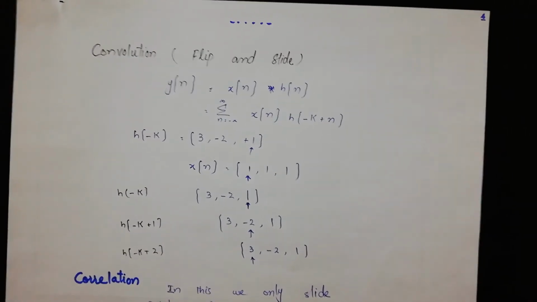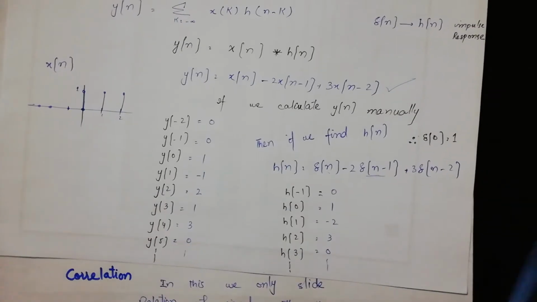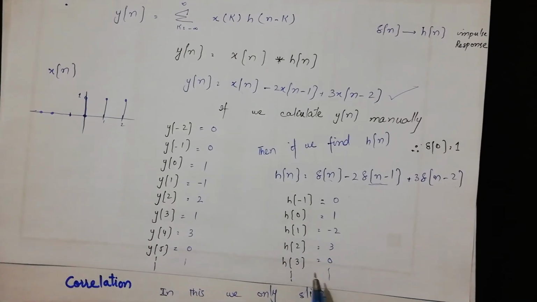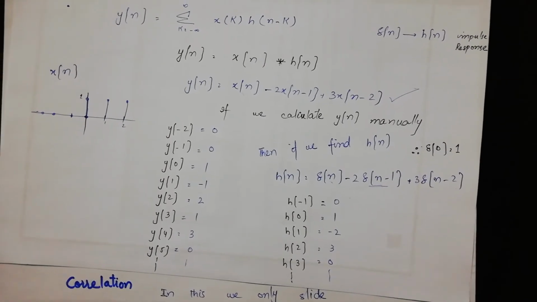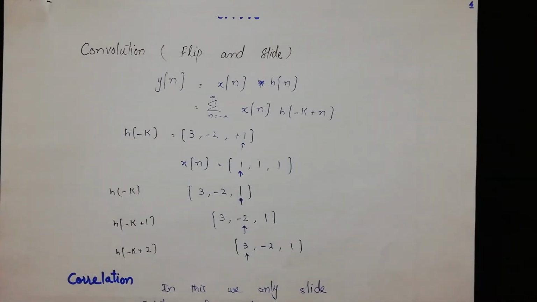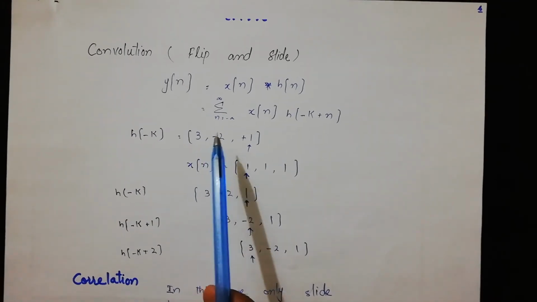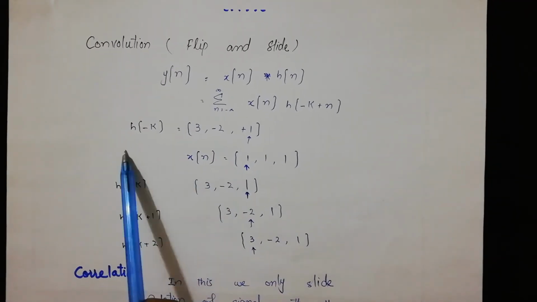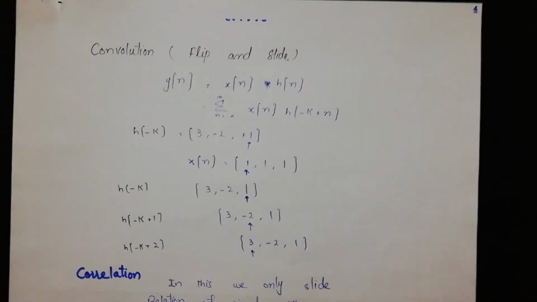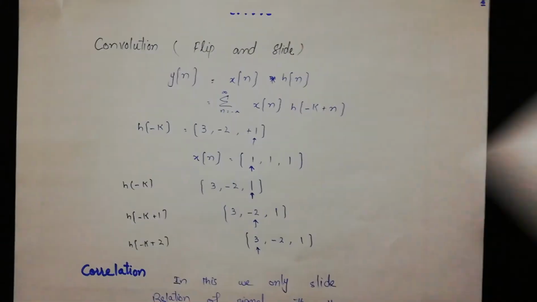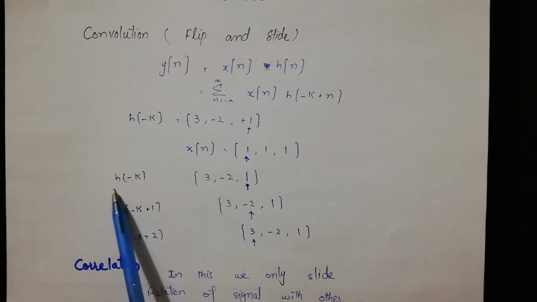As before, h[n] has value 1 at 0, value -2 at 1, and value 3 at 2. But when we flip this function to get h[minus k], we have 1 at 0, then -2 at minus 1, and at minus 2 we have 3. So we flip our h[minus k]. For x[n], we already know from the previous that x[n] is 1 at 0, 1 at 1, and 1 at 2. Now we have h[minus k].